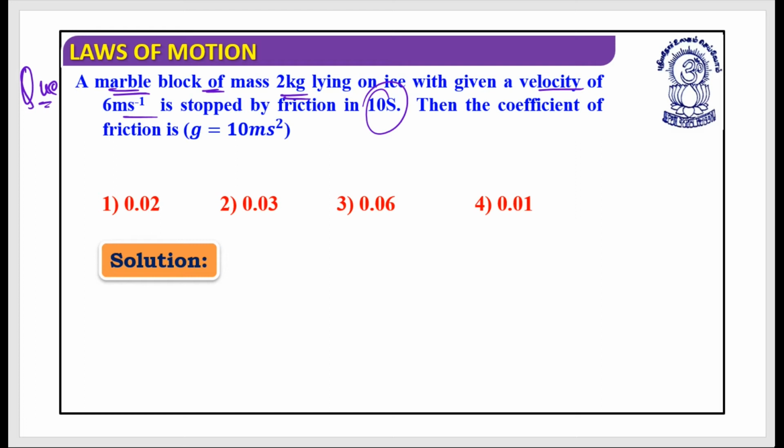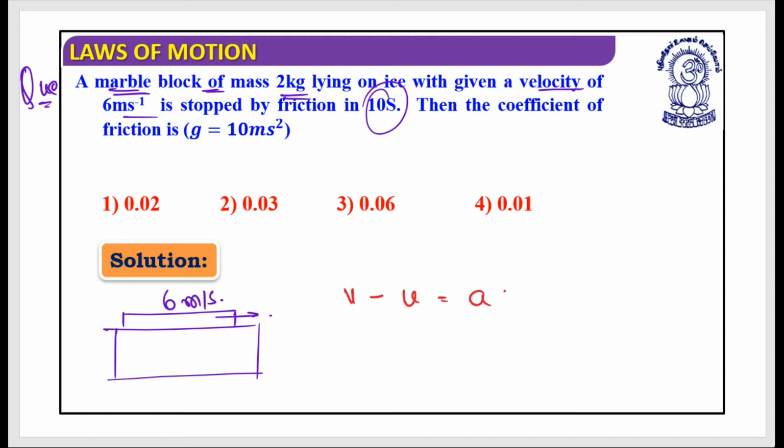How will you do this? So the situation is that, let's suppose this is the ice cube or ice plate, and let's suppose this is the marble stone. It is moving over here, that means it is gliding over there, and it is initially having a speed of 6 meter per second, and it finally comes to rest. So what can be done?